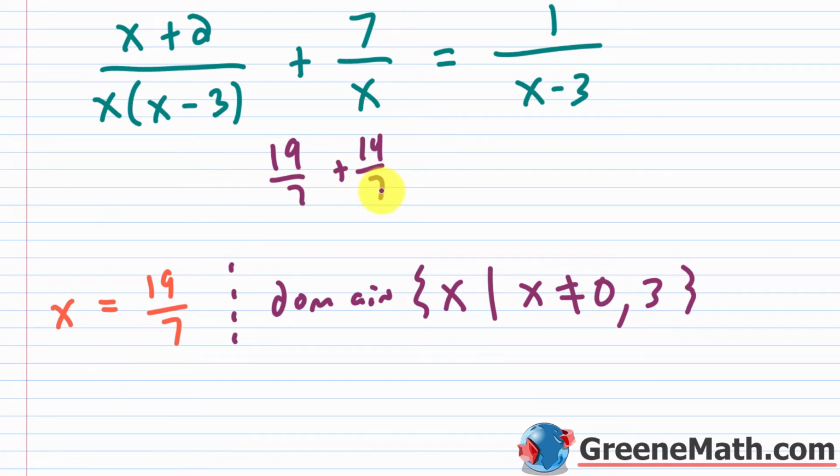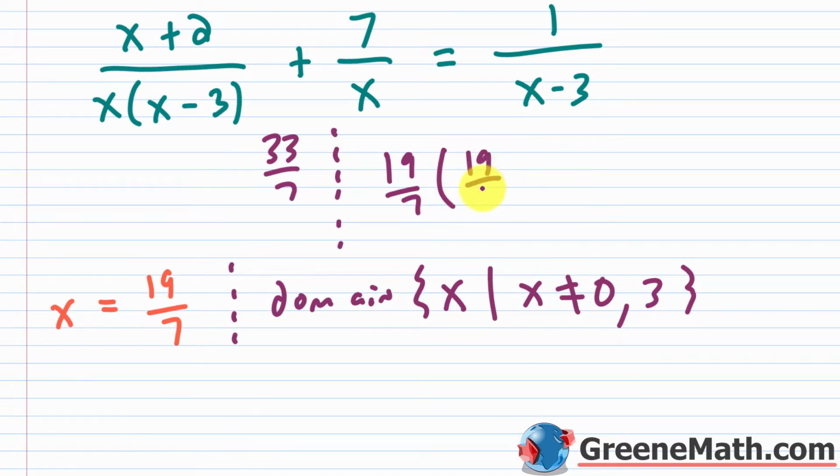So 19 plus 14, that's 33. So this top part here is 33 over 7. Down here, you have 19 over 7. Let me do this off to the side. So we have 19 over 7 times your quantity, 19 over 7 minus, for 3, I'm going to write that as 21 over 7. So this is going to be negative 2 over 7.